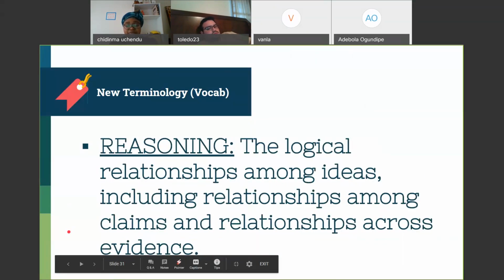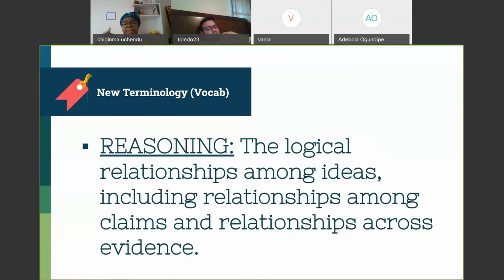Now, the reasoning is basically, what is the logic behind it? Does it make sense? Does it not make sense? That's why it says the logical relationship among ideas. Does this make sense? If I'm talking about Manuel, do I need to give evidence about Van? No, it doesn't make sense, right? The reasoning is not right there. So the reasoning is just, does this make sense? Does it not make sense?